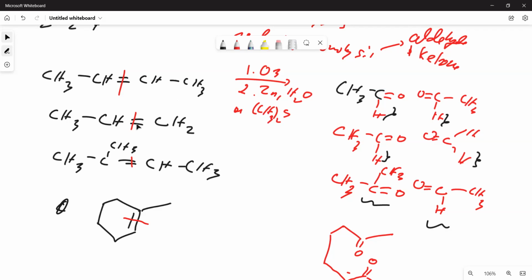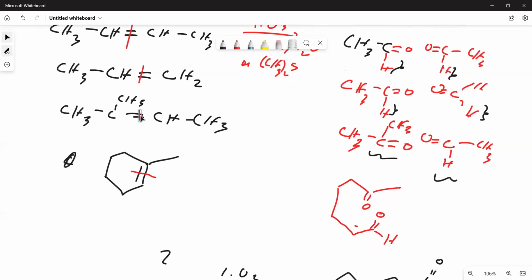Okay. How about the second structure if you cut this? So the left will become ethanol. The right will become methanol. Okay. For the third structure, cut this one. The left will become a ketone, acetone. And the right will become ethanol. So you have two different products.